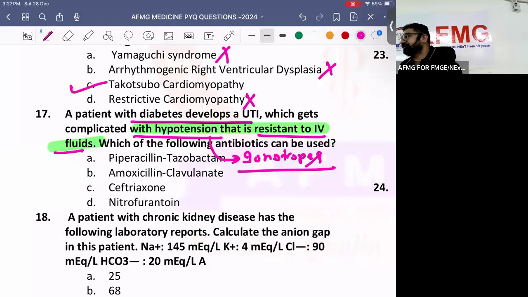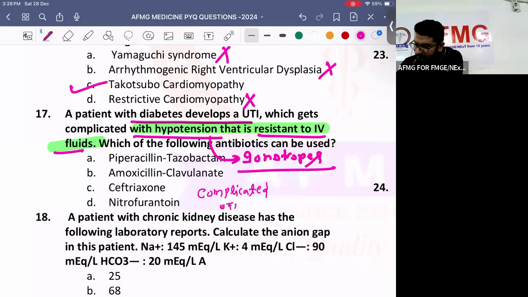Now what is the answer? बताओ. Patient को UTI है, which drug you will use? बताओ. Nitrofurantoin. Why? Normally in UTI, what do we give? We give nitrofurantoin, we give fluoroquinolones, means ciprofloxacin, levofloxacin, ofloxacin. But remember, there is a term called complicated UTI.